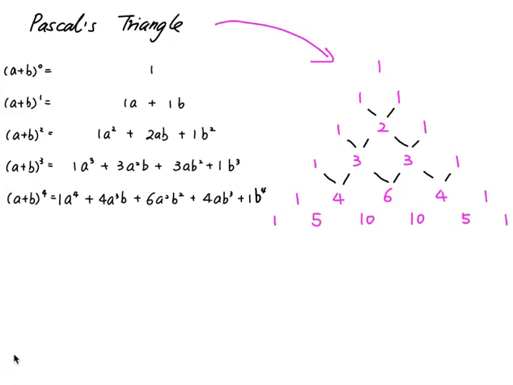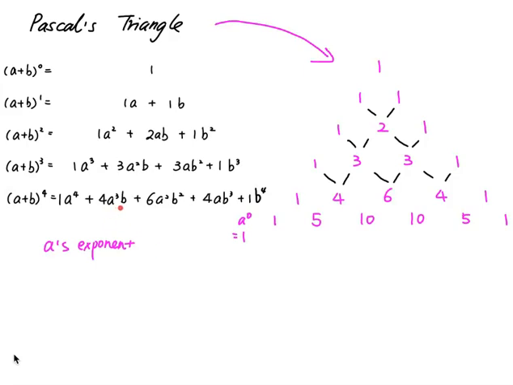What did you notice about a's exponent? It starts from 4, 3, 2, 1, and the last one, in fact, is a to the power of 0, which is equal to 1, so that's why we can't see it. So a's exponent is going down by 1 each time.